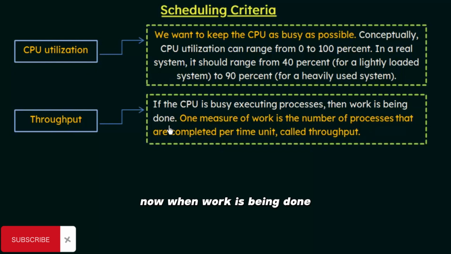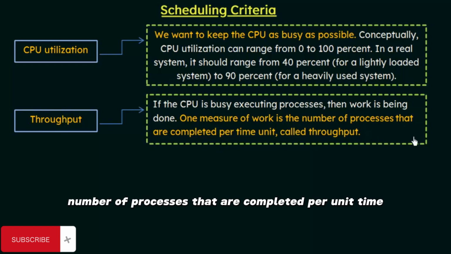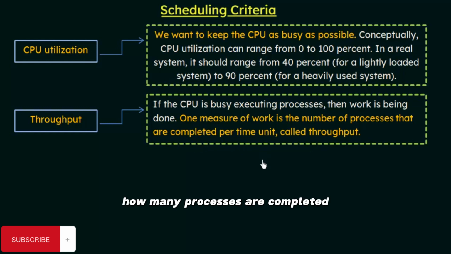We know that the CPU will be busy executing processes, and when it is busy, there is good CPU utilization, and then work is being done. Now when work is being done, how do we measure that work? One measure is the number of processes that are completed per unit time. Per unit time, how many processes are completed? That is what we call throughput. So this is a criterion for scheduling. We can see the measure of work done by the CPU by calculating the throughput, which is the number of processes completed per unit time.